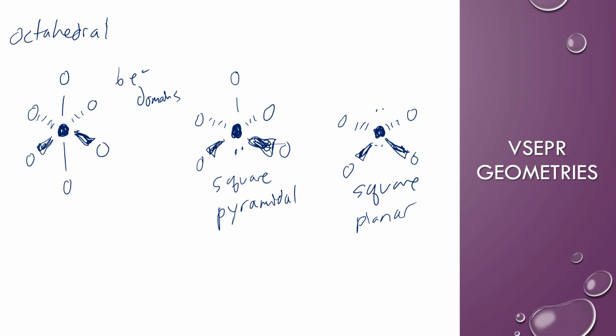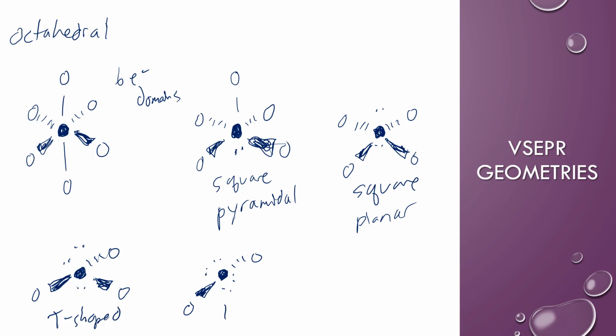And then if you had 3 of them as lone pairs, it would be T-shaped. Let's see if I can draw that. And then if there were 4 lone pairs, it would just be linear, which would be weird to see, but there you go. So label these T-shaped and linear.